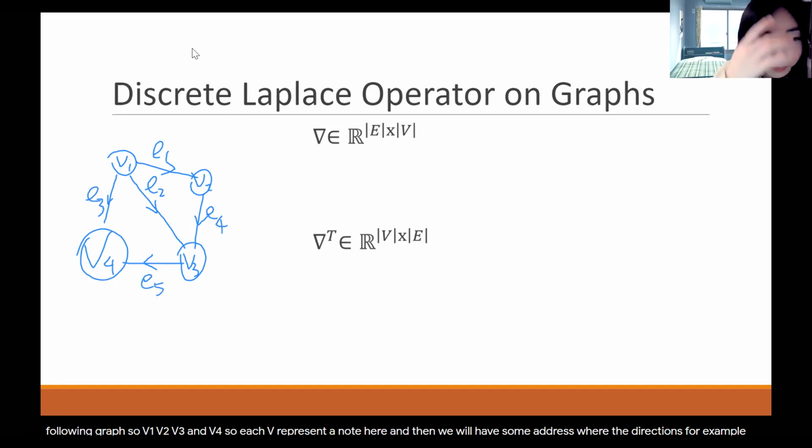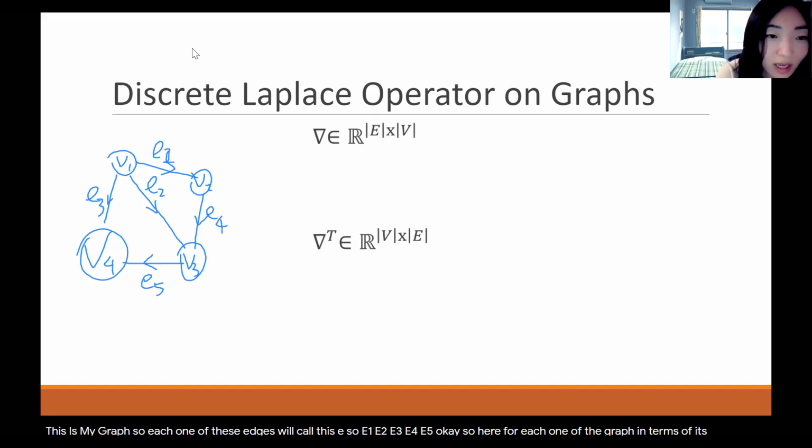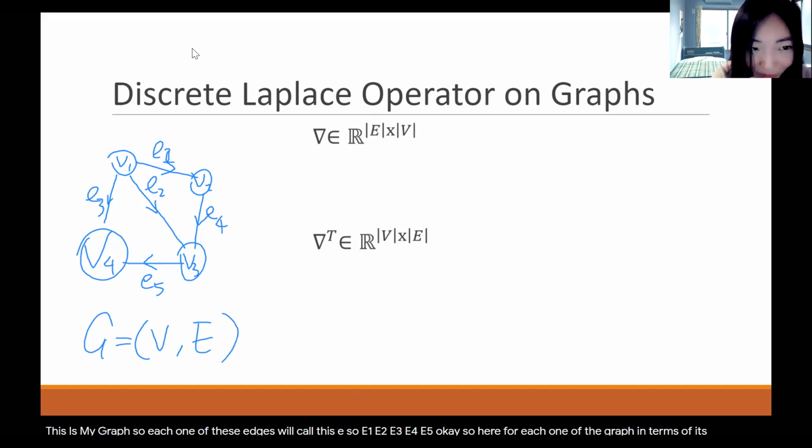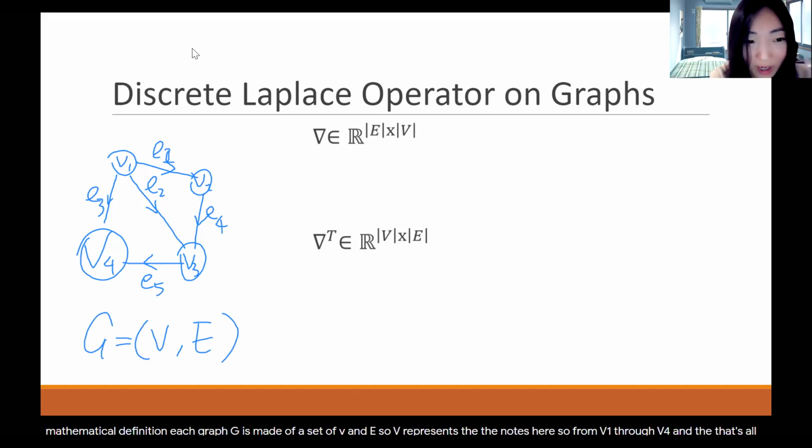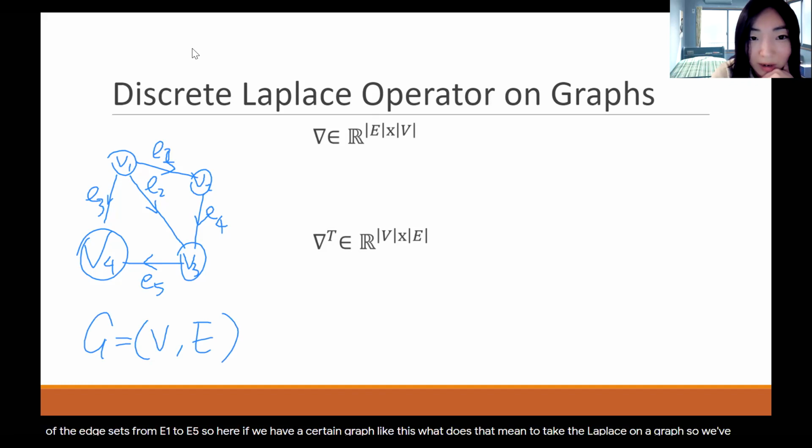So here, in terms of its mathematical definition, each graph G is made of a set of V and E. V represents the nodes here, from V1 through V4, and E represents all of the edge sets from E1 to E5. So if we have a certain graph like this, what does it mean to take the Laplace on a graph?